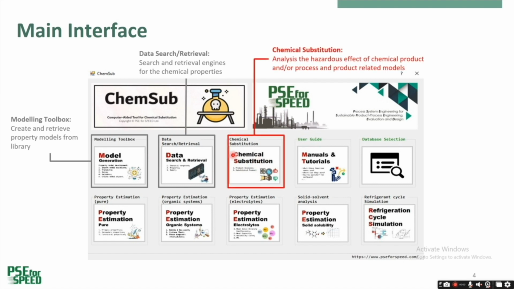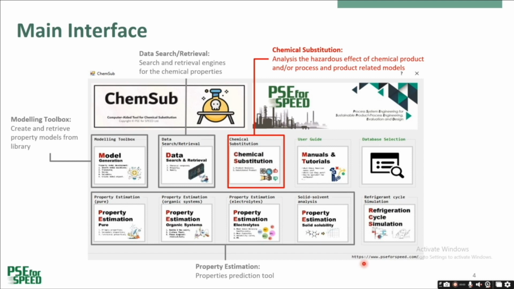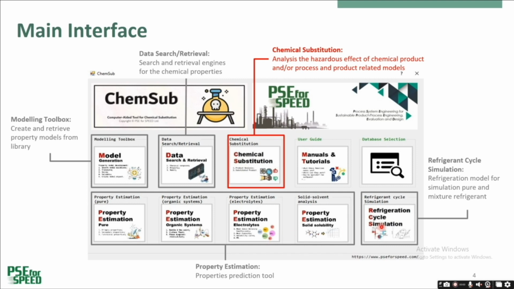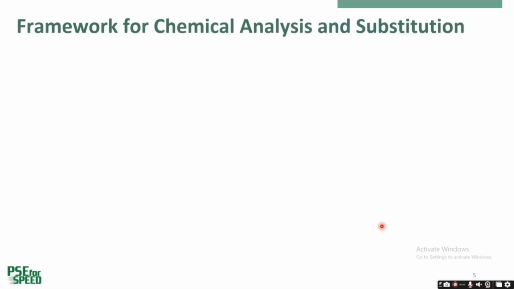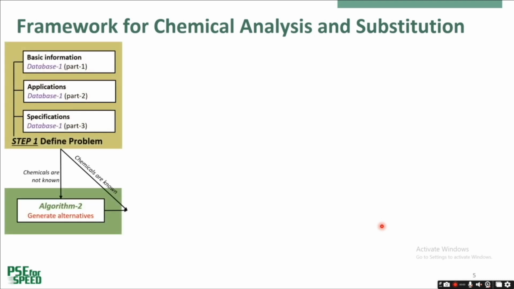The third one is chemical substitution, which is used for the analysis of chemicals present in products and processes, which we will highlight. In the bottom row are property estimation toolboxes, which are used to estimate the properties of chemicals. And the last one is for refrigerant cycle simulation, which is a simulation model to analyze the performance of pure and mixed refrigerants.